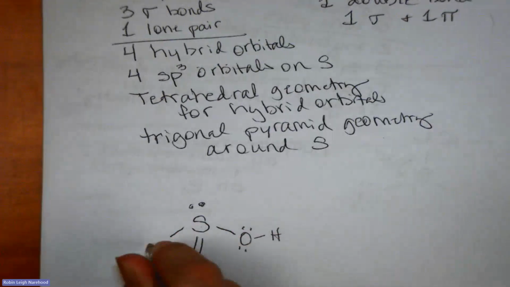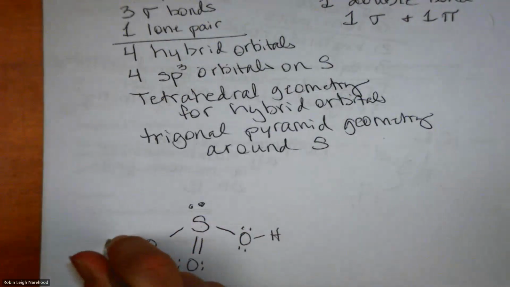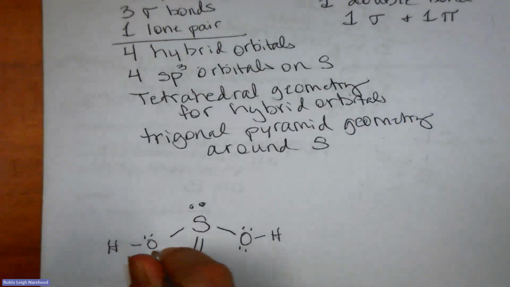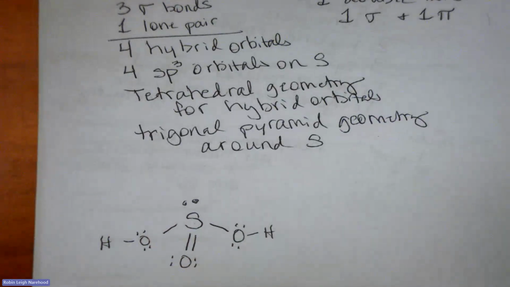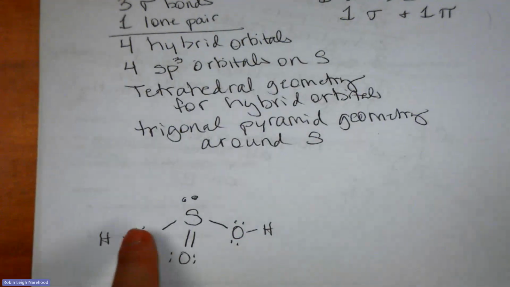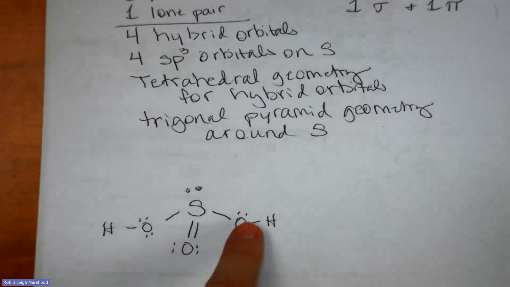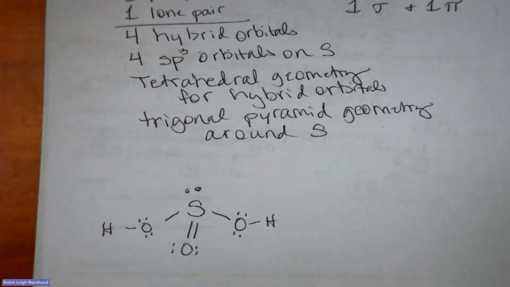It doesn't matter in which one of these spots you put the O or the OH, because they're all pointed down. So they're all beside each other. This O is next to that O and next to that one, and that one's next to that one, and they're all next to each other because they're the bottom of the pyramid.